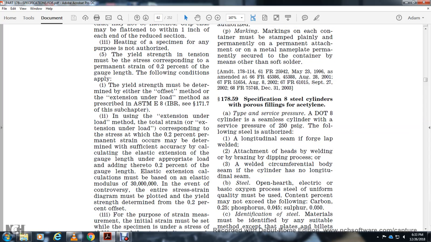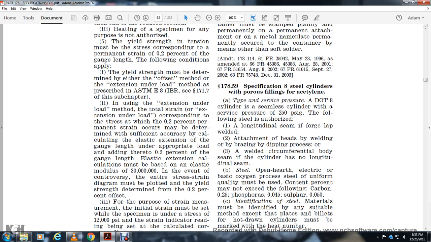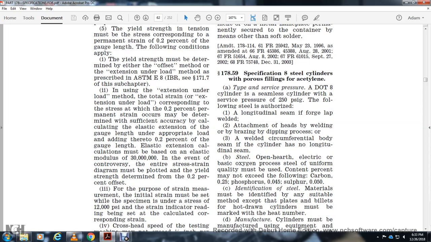Steel open hearth or electric basic oxygen process steel of uniform quality may be used, with the following: carbon 0.25, phosphorus 0.045, sulfur 0.050. Identification of the steel material must be identified by any suitable mark, except for the plate of the bill of the hot drawn cylinders, which must be marked with a heat number.